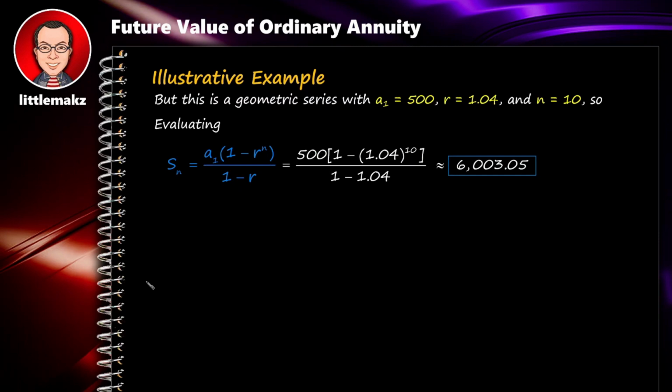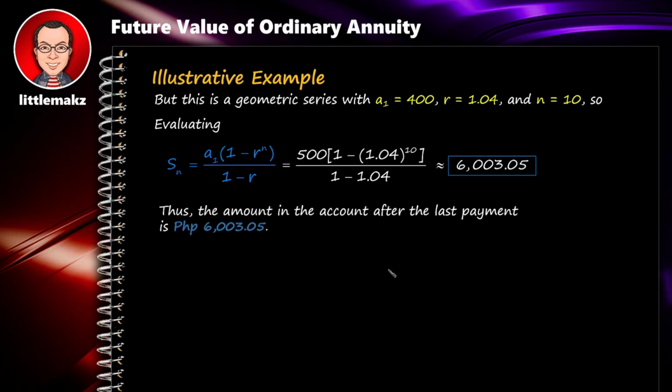Take note that this is a geometric series which could be illustrated as follows. A sub 1 is equal to 500. Your r, or the common ratio, is 1.04, and n is equal to 10. By evaluation, we substitute your 500 with A sub 1 and your r with 1.04, and of course your 10 to your n. We will be able to get approximately 6,003 pesos and 5 centavos. Therefore, the amount in the account after the last payment is 6,003 pesos and 5 centavos.